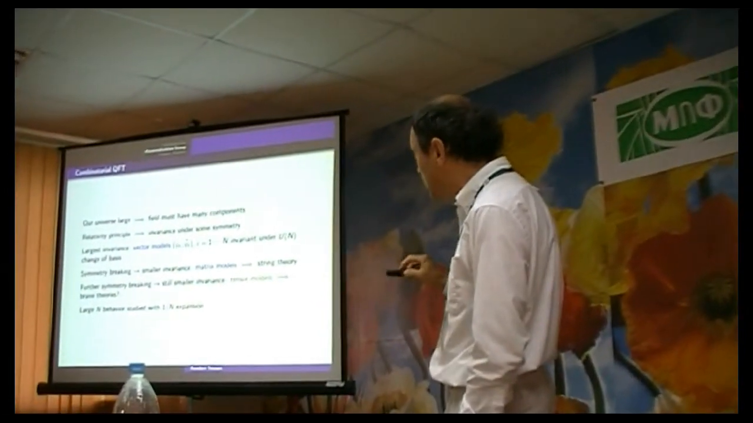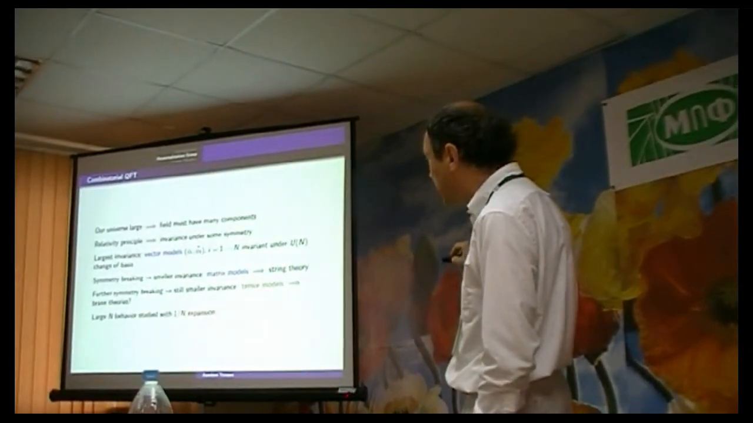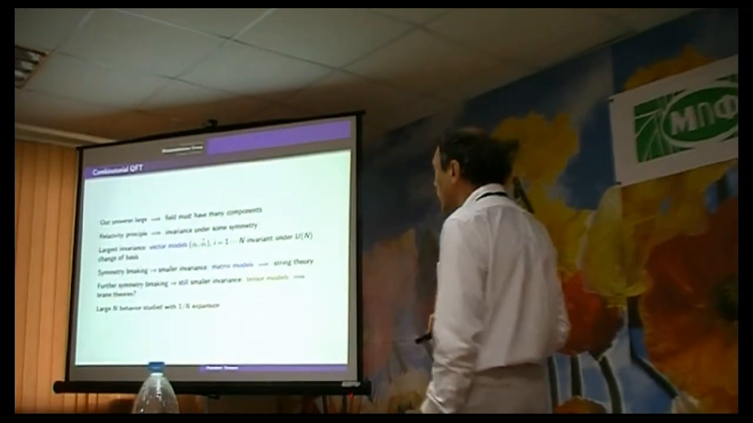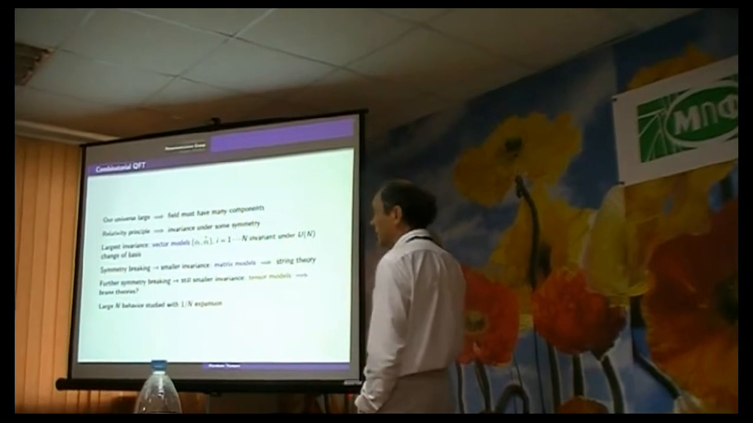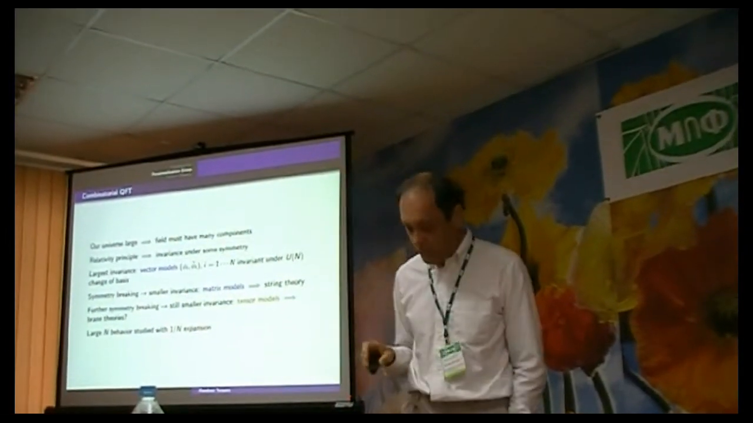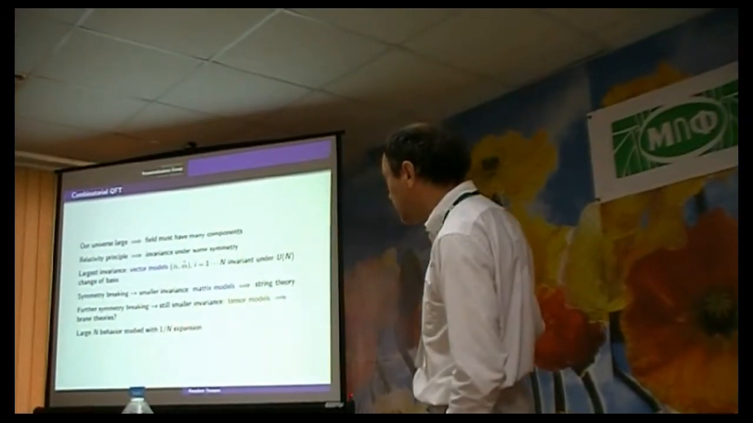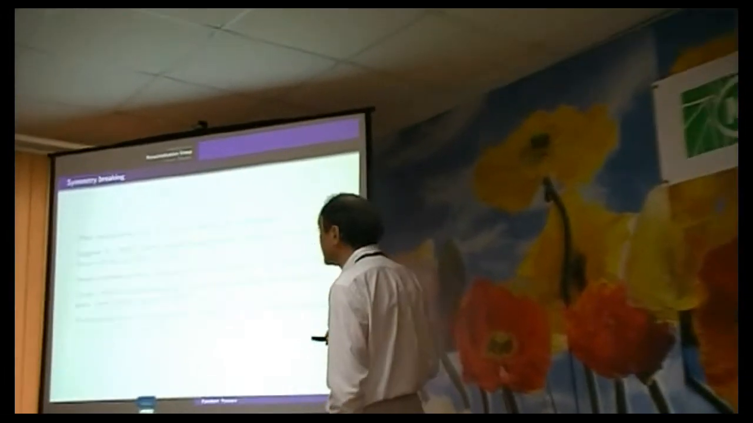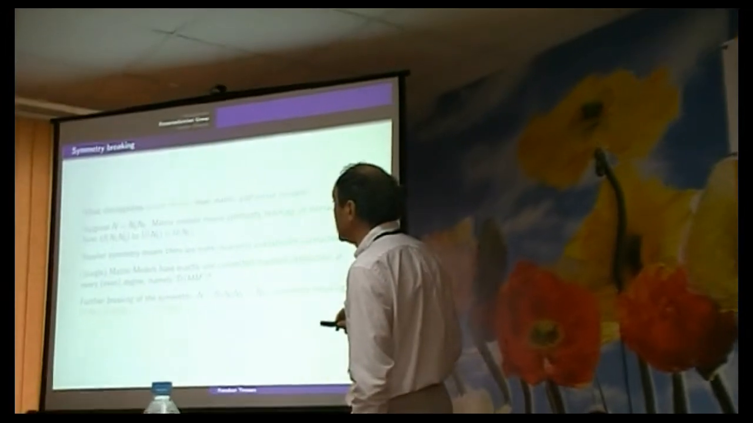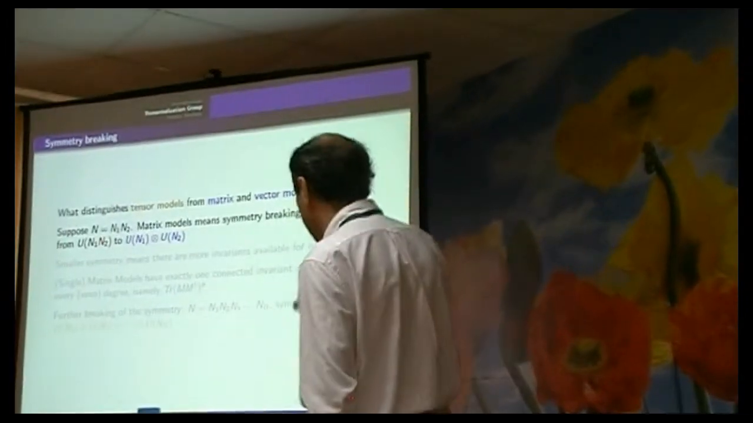Also, something which is true in both vector models and matrix models is that you have a so-called expansion of the model when the vector or the matrix gets large. And this is very important because this is a guiding expansion for 2D gravity. So how to generalize this to tensors? Okay, so this was just recalling this.